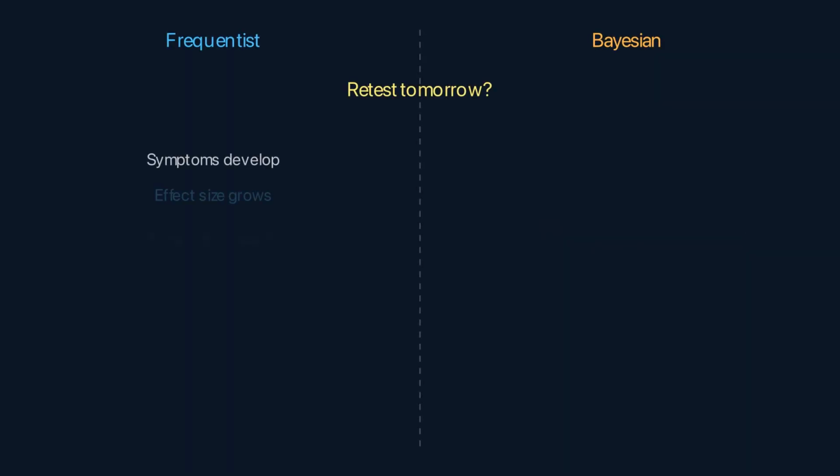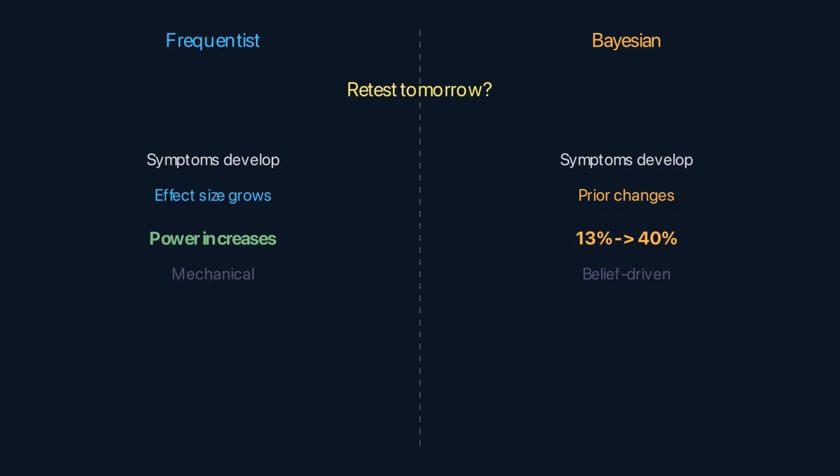Now what about retesting tomorrow? The frequentist says, if symptoms develop, the effect size grows, so power increases. A purely mechanical change. The Bayesian says, new symptoms changed my prior. I was at 13%. Now I am at 40% again. Same retest, different reasoning.